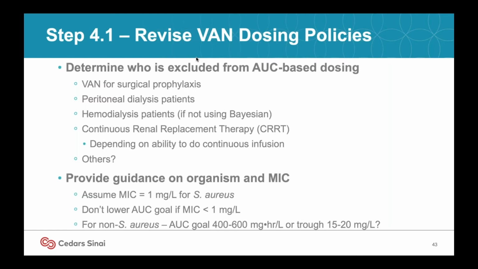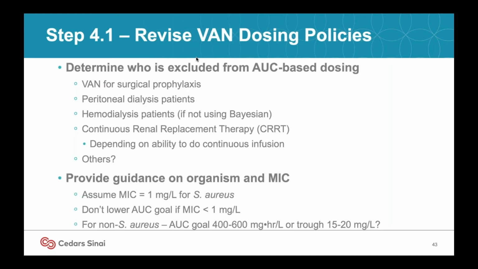In your dosing protocols, providing some guidance on organisms and MICs will be helpful, as Tom discussed. I think this will likely be a frequently asked question based on our experience. Remember, when we're referring to AUC, we're really talking about that AUC to MIC ratio, but seeing most Staph aureus isolates have an MIC of 1 or less, that denominator doesn't really come into play for the most part. If the MIC ends up being less than 1, as Tom discussed, don't adjust your AUC goal. There's just not any evidence for doing that yet.